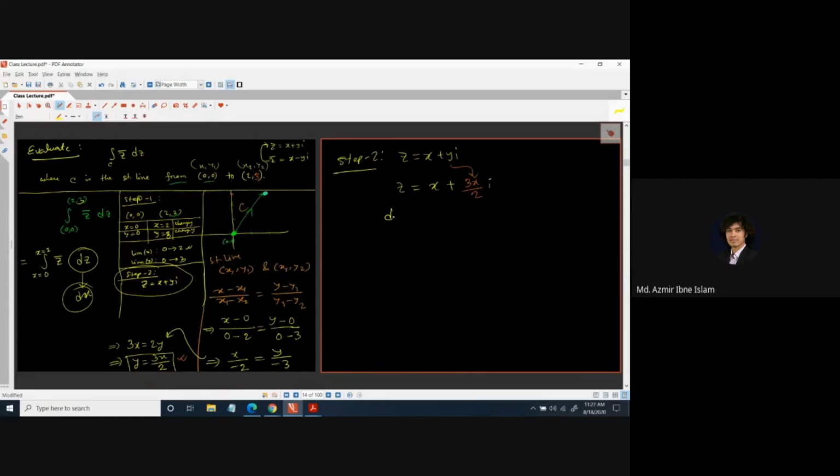So now we can differentiate with respect to x. d/dx of x plus, we can take the constant before, 3i by 2 times x. So here we have 1 plus 3i by 2. So dz by dx, our target is to find dz only. So dz equal to (1 plus 3i by 2) dx.